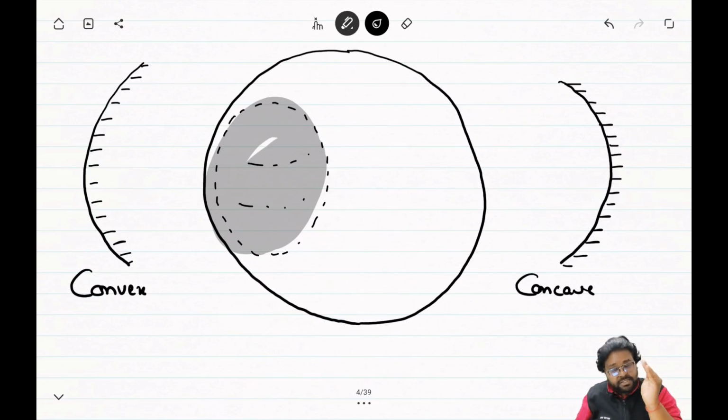And when the polish is outwards, the reflecting surface would be inwards. This would be concave. To learn it, make a cave in your hand. This is concave when reflection is happening from this side, and this is convex. Concave and convex, two types of spherical mirrors.